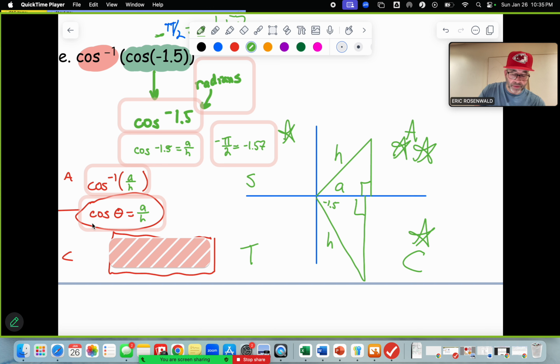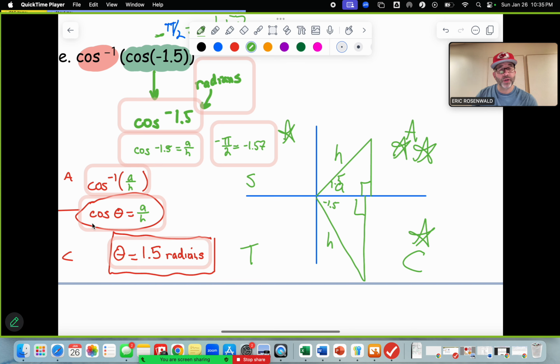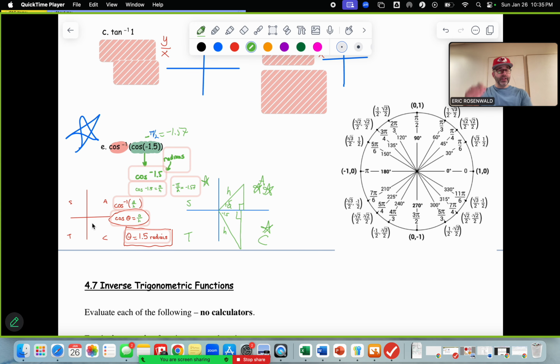And we have the adjacent, we have the hypotenuse. And then we think about, all right, well, what's the angle that's here? It's pretty easy. It's 1.5 radians rather than -1.5 radians, because it has to be exactly the same. And so we end up with theta is equal to 1.5 radians. That is it. As I said, I think you guys can totally handle these if you just make sure you have your unit circle nearby.